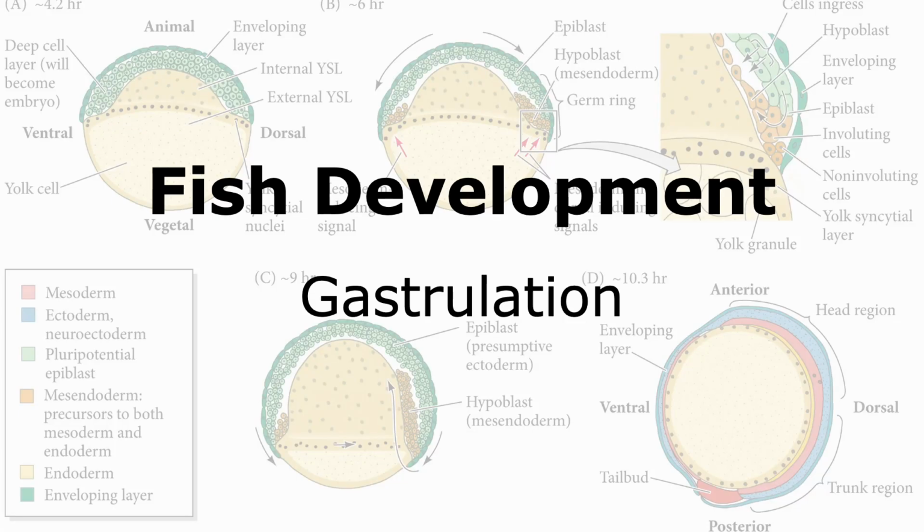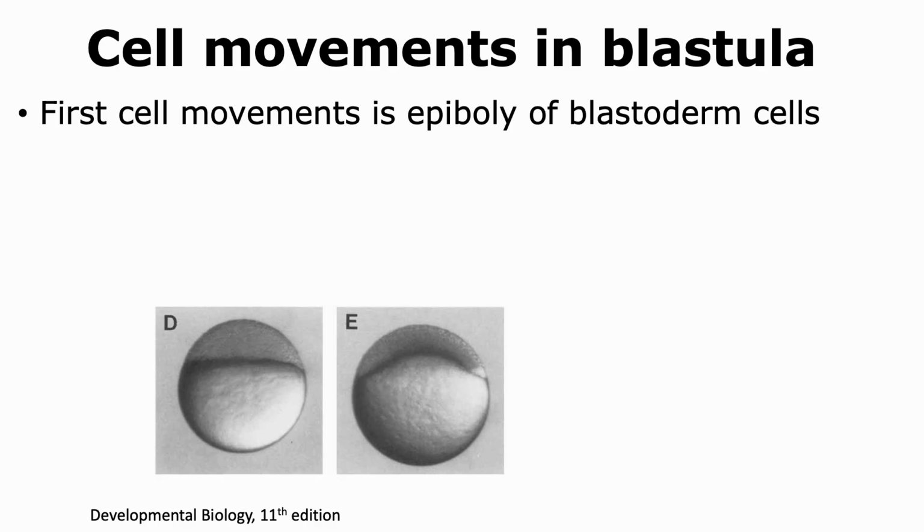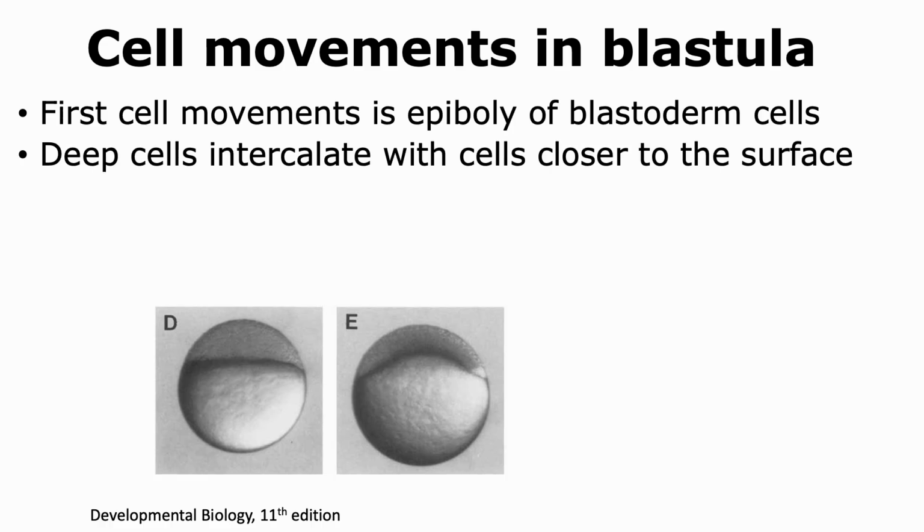Let us look at the different processes that happen during the gastrulation process of fish development. Now let us look at the various cell movements that happen during the blastula stage. So during the blastula stage itself, cell movements will begin. The first cell movement is the epibole of the blastoderm cells. Now the deep cells in the blastoderm will intercalate with cells that are closer to the surface.